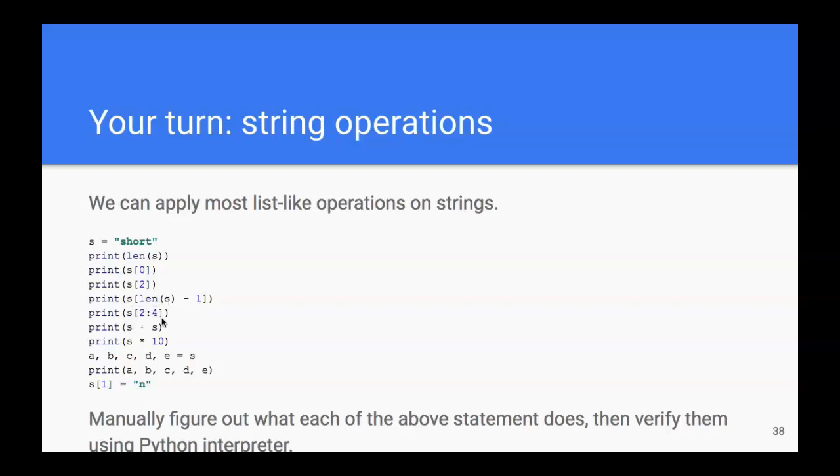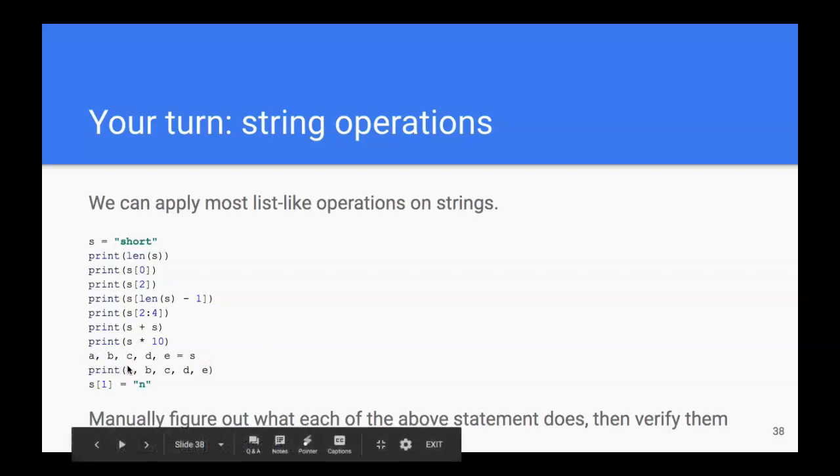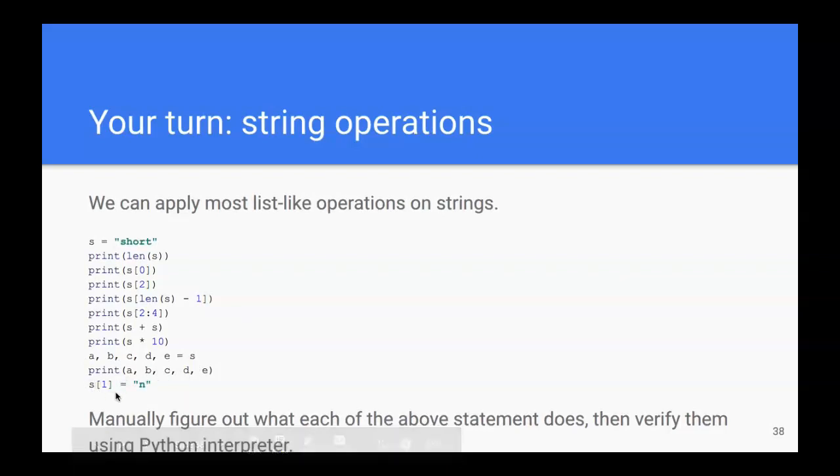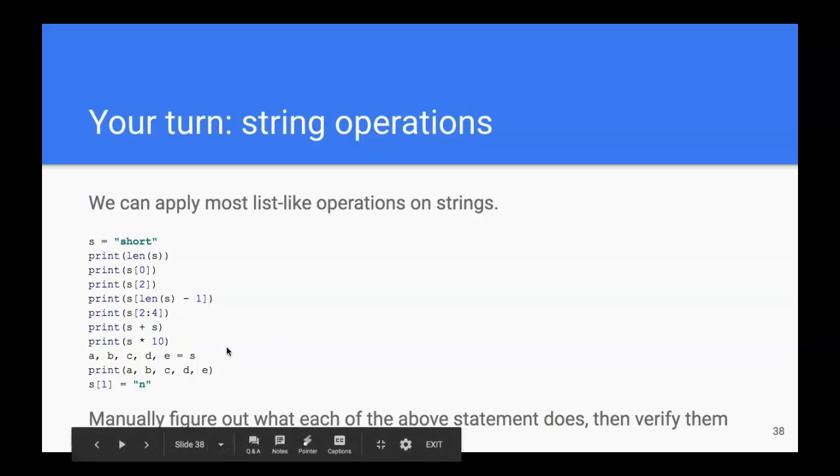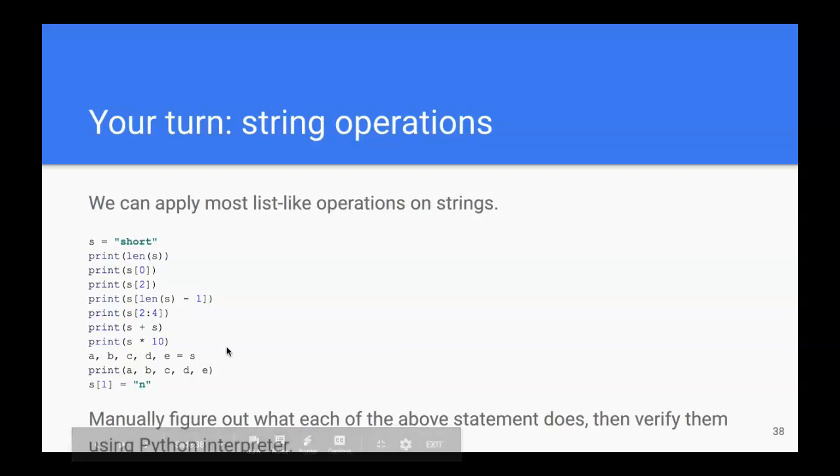Getting a slice of the string, do a string concatenation, do a string multiplication, and then do a string unpacking, and then do a modifying a single character in a string. All right, so pause the video, try all of these things. Maybe try it manually first. See what you should expect, and then actually run this code in the Python interpreter and verify that they do what you expect them to do.